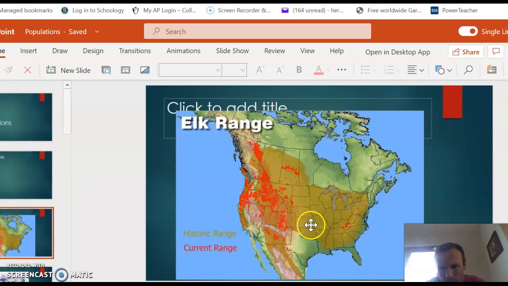One of the ones that sticks out to me is there's almost a little comma-shaped mountain range there, the Bighorn Mountains in Wyoming. It's a complete island surrounded by prairie and badlands, and then this high elevation area is home to a healthy population of elk.